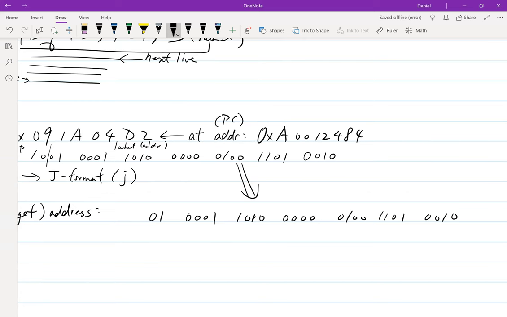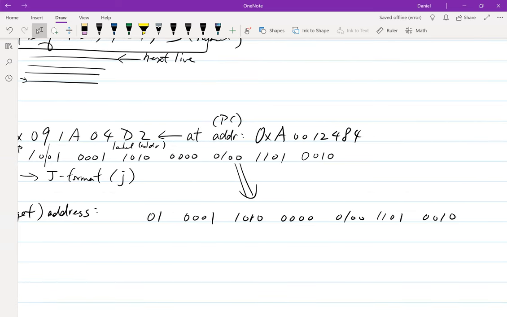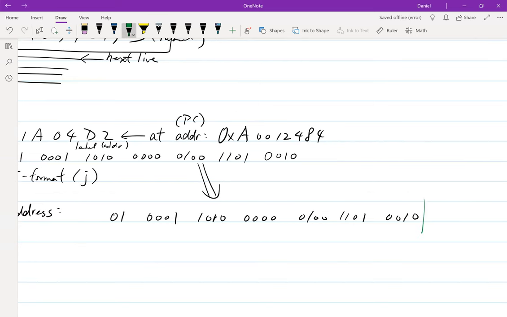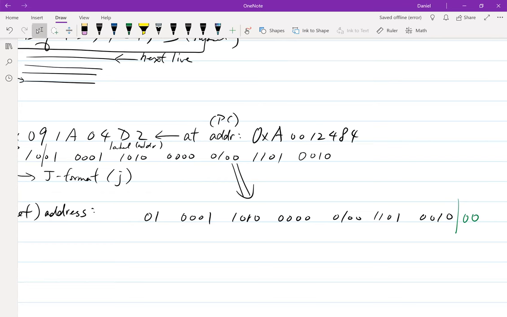But how many bits are in an address? 32, right? So how do we make 32 out of these 26 bits? We need to add an extra 6 bits, right? So how do we do that? We will always add 00 at the end because of word alignment. That's why the last 2 zeros can be removed when we encode MIPS code into zeros and ones, right? What about the first 4 bits? We add 4 more bits in the front, so how do we know which 4 bits go there? That has something to do with your address. We always use the first 4 bits of this address.